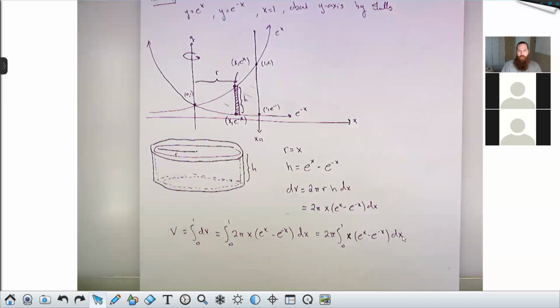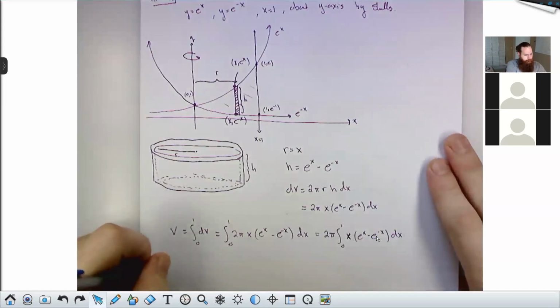And this guy, although he may not look like it, is an integration by parts problem. He does look like it. We saw that x times e to the x integral on Wednesday. If you distribute this x, then you'll have x times e to the x minus x times e to the negative x. So each one of those is very similar to the examples we looked at last time. And that might be the most natural way for you guys to think of this right now, although it's certainly not the only way.